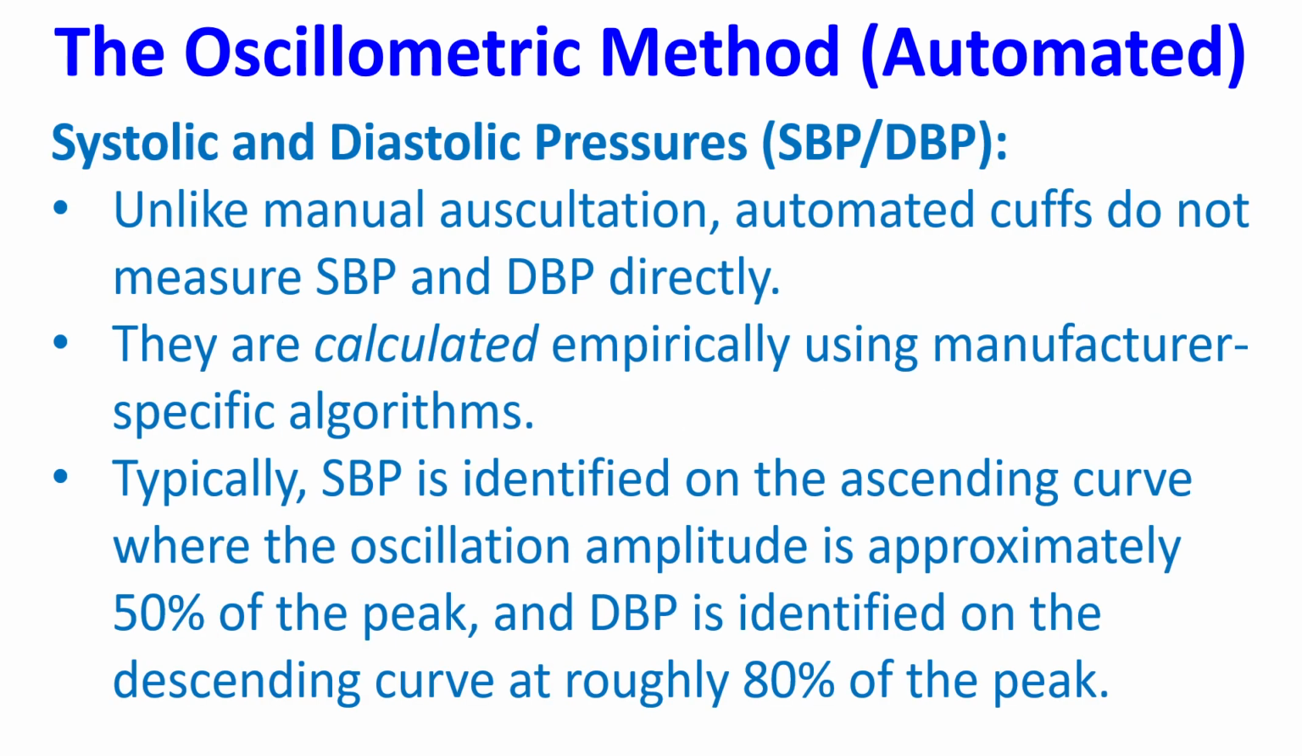Unlike manual auscultation, automated cuffs do not measure systolic and diastolic blood pressure directly. They are calculated empirically using manufacturer-specific algorithms. Typically, systolic BP is identified on the ascending curve where the oscillation amplitude is approximately 50% of the peak, and diastolic blood pressure is identified on the descending curve at roughly 80% of the peak.